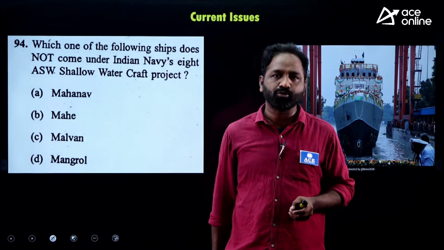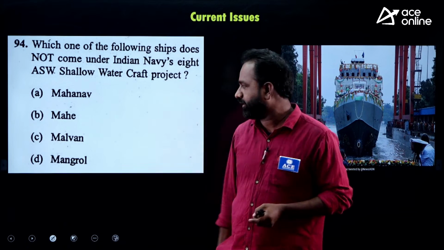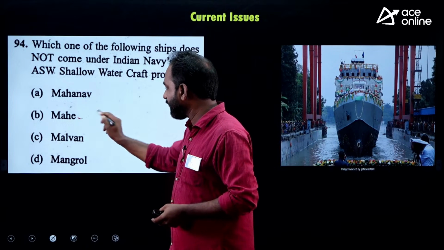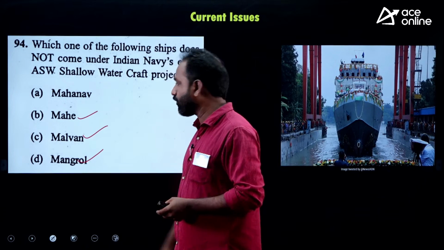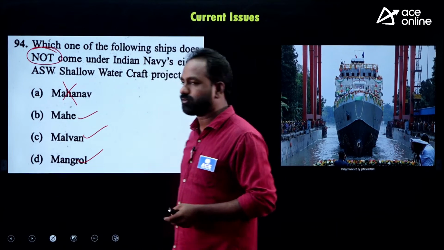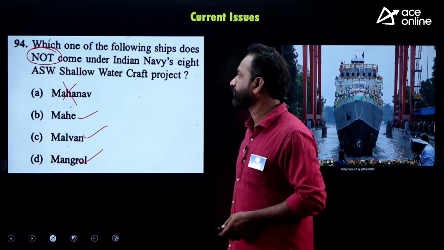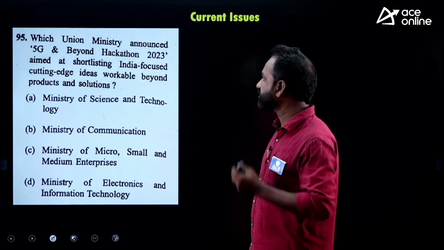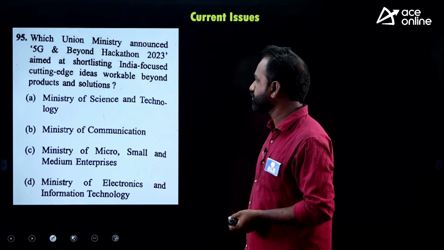They gave different names to this anti-war submarine, right? So the Mahé is correct, Malwan is correct, and Mangrol is correct. This name is not there. So they asked for the one that is not there, okay? This is the answer. 95, which union ministry announced 5G and Beyond Hackathon 2023?